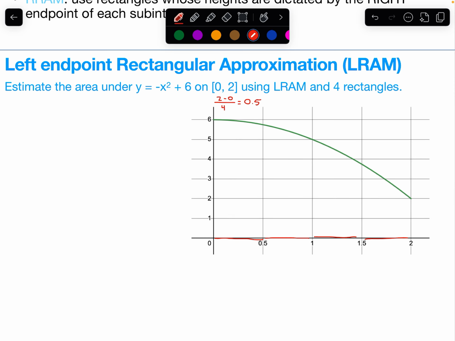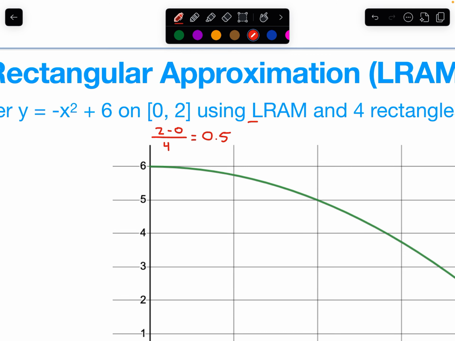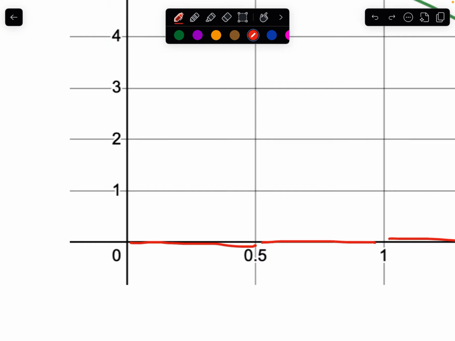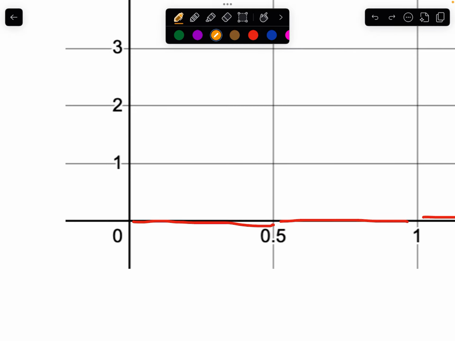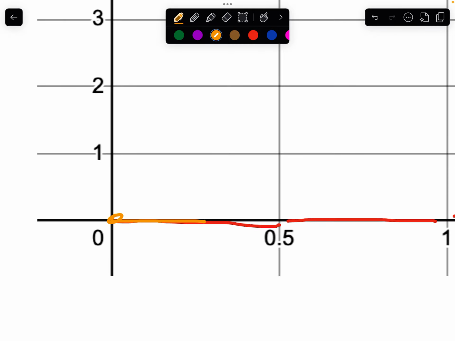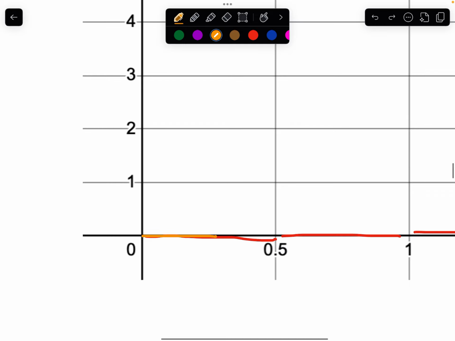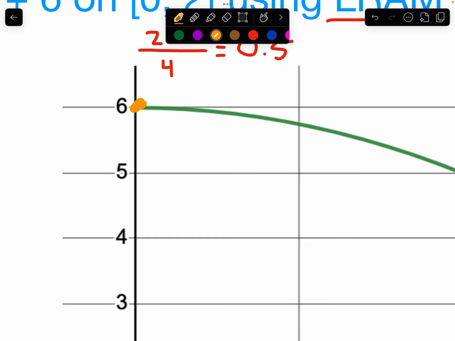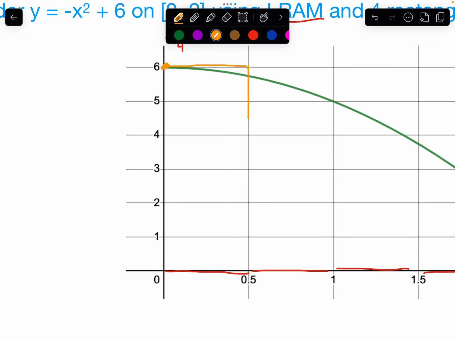Now we need to draw in our rectangles and find the heights. And we've got to pay close attention to the fact that we are doing a left endpoint rectangular approximation. So if I consider rectangle number 1, which is going to fill in this column of space here, the height of this rectangle is dictated at the left endpoint of this interval. So my interval spanning from 0 to 0.5, the height is going to be dictated over here at the left endpoint. So if I go to that left endpoint, go all the way up to my curve, here is the height of my first rectangle. I'm going to sketch in that rectangle in orange. This is it.